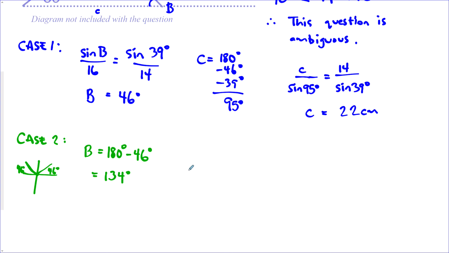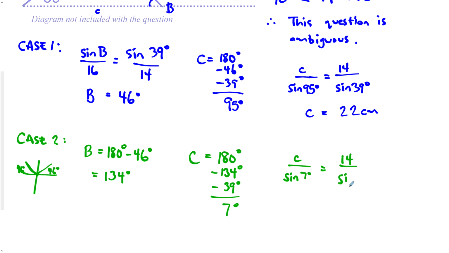Now we do the rest of the question, except angle B is 134 degrees in this case instead of 46. So we'll find angle C, and it's 180 degrees minus 134 degrees minus 39 degrees, and that only leaves us 7 degrees for angle C. And then we just need to find side C. So we set up the same sine law here, except we use the angles from case 2 instead. And when we multiply both sides by sine 7 degrees here, we get that side C is 2.7 centimeters.